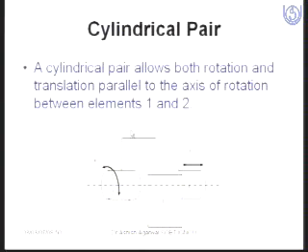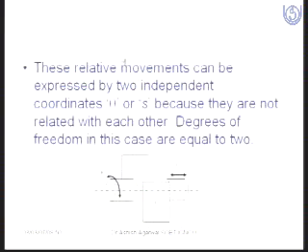Another type of pair is called the cylindrical pair. If you see the slide, this is in rotation, this is your fixed element number 2 and this is element number 1. Again there is a relative motion between these two, and the contact is a surface contact between these two. So we have a contact surface and hence it is a lower pair. This relative motion is expressed again in terms of theta and s, but since they are not related with each other, here the degree of freedom is 2.